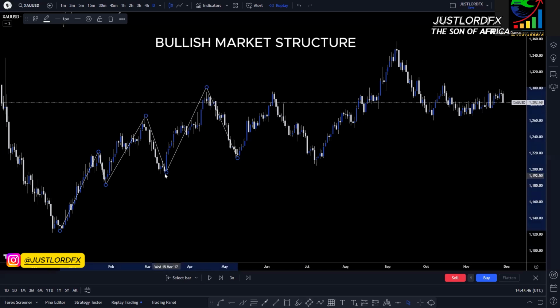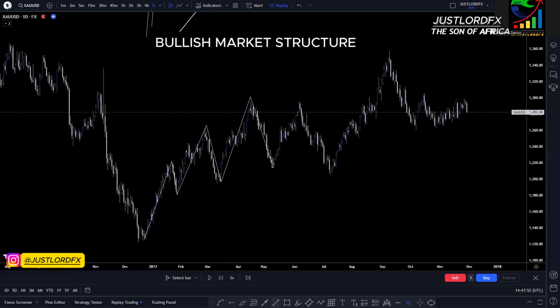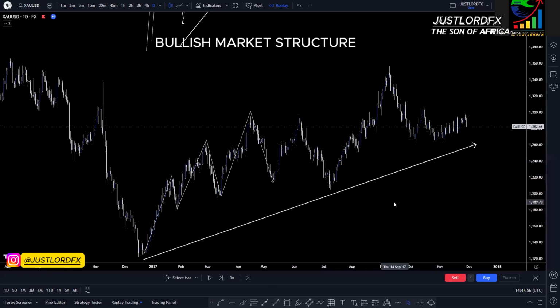So when the market pushes back into a decision point like this, which signifies that the market is in a bullish trend, you only look for buy opportunity, because as I said, the trend is your friend. Don't trade against the trend. It goes on and on and on.